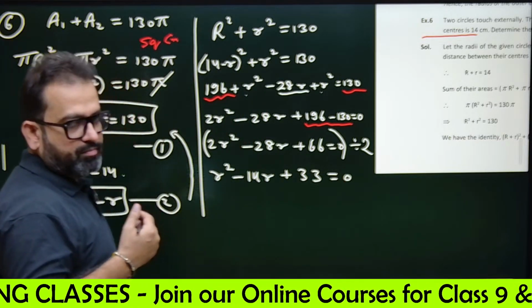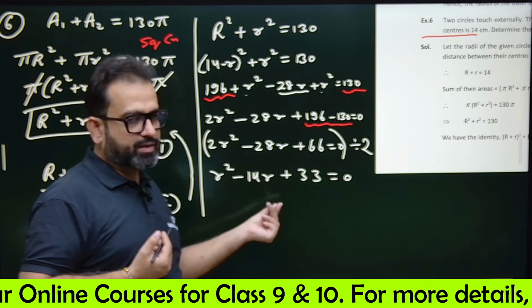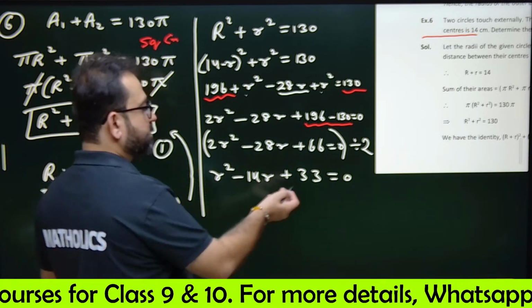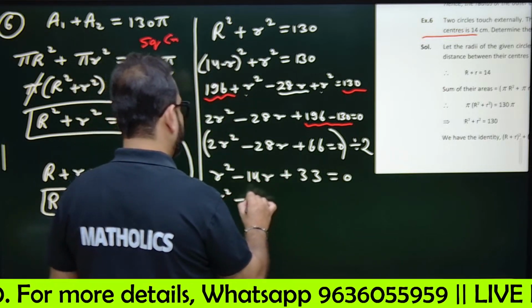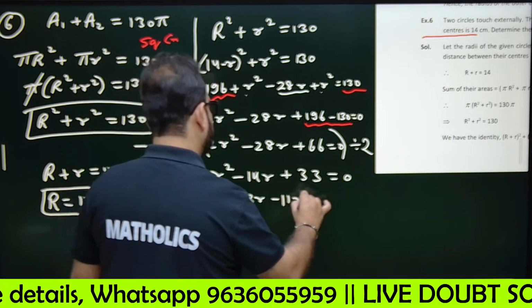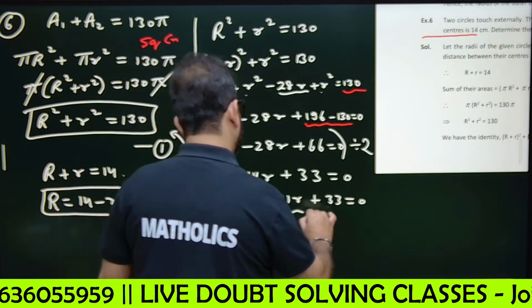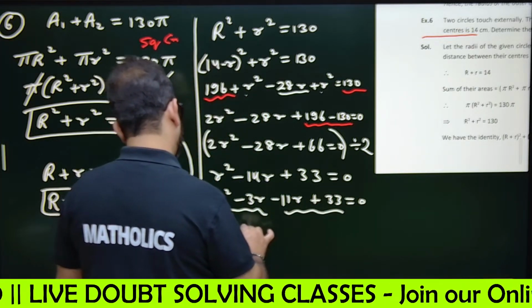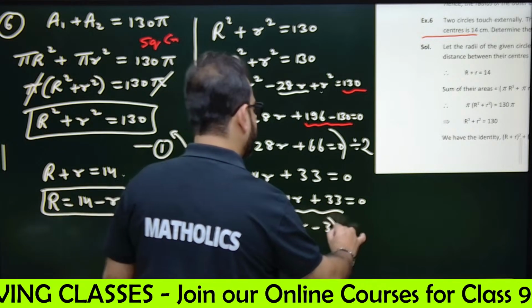So we have to find two numbers which multiply to get 33 and add to get 14. 11 and 3. 11 threes are 33. 11 and 3 is 14. So r square minus 3r minus 11r plus 33 equals 0. Take r common. It is r minus 3, minus 11 common, r plus will become minus, and this 3.